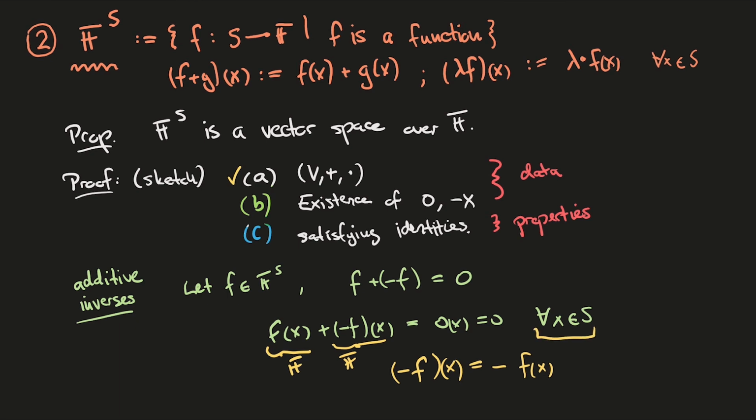Moreover, we require this equality to hold for all elements x in S, so this definition down here defines a function from S to F, which is the additive inverse in F^S of f. Therefore, the below shows that the function minus f from S to F has to be defined by assigning each element x to minus f of x.